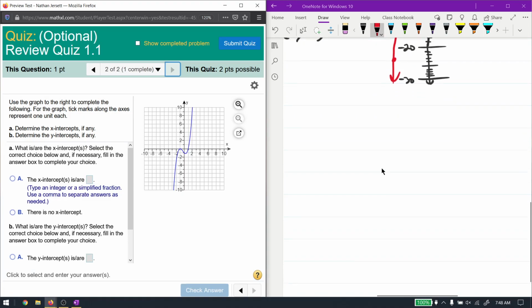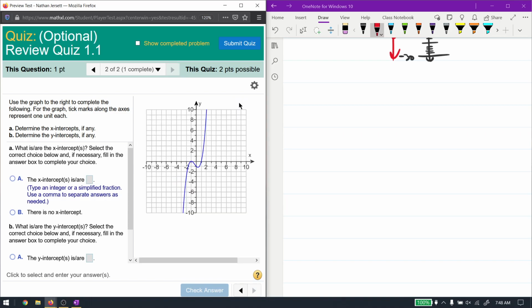Okay, so for this next problem, we're asked to use the graph on the right to complete the following. We need to find the intercepts, and the intercepts are just where the graph crosses or touches the axes. x-intercepts are where it crosses or touches the x-axis. y-intercepts are where it touches the y-axis. On this graph, you can see that this blue line touches the x-axis here at -1, and then it also touches it at +1. So -1 and +1 are x-intercepts.